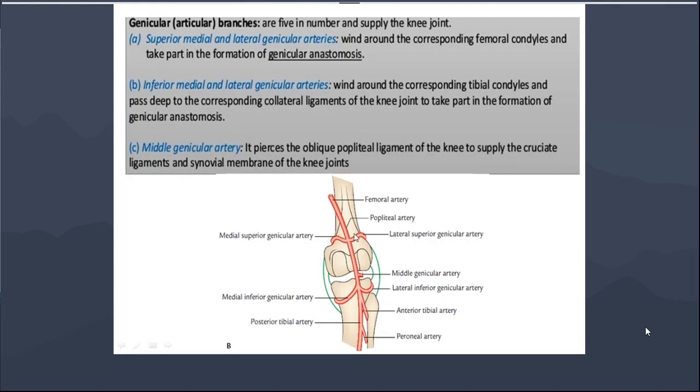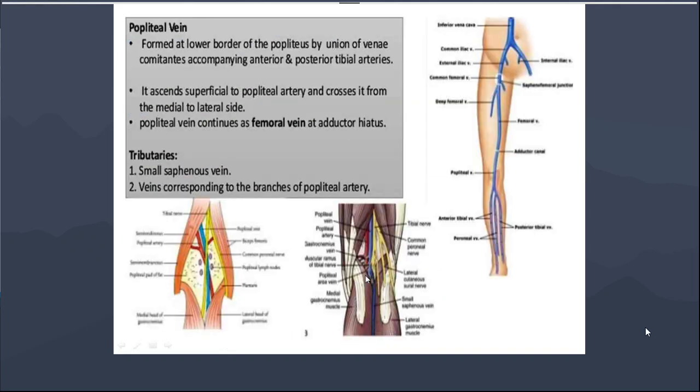The genicular branches are easy: medial and lateral superior genicular artery, then medial and lateral inferior genicular artery, and then the middle genicular artery. Tell me the names of the genicular arteries. Genicular branches of the popliteal artery: medial and lateral superior genicular artery, medial and lateral inferior genicular artery, and middle genicular artery.